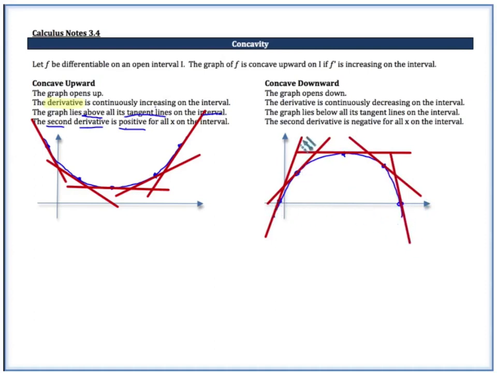So you can see that our derivative was a very high positive number, a little bit lower, to 0, to negative, to a very low negative number. And so you can see that the derivative, f prime, is decreasing on the interval. So what happens here is the graph is going to lie below all of its tangent lines. So you can see here that the graph is completely underneath all the tangent lines. And it turns out now that the second derivative is negative for all the x's on the interval.